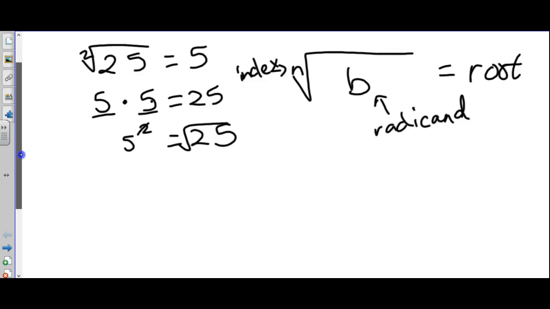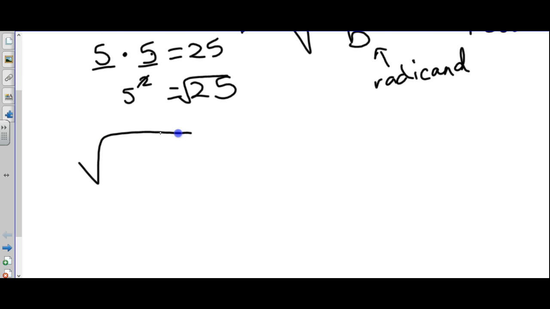Now we can change what's in the index. I could put a 3 here instead of a 2, or just leave it blank. Leaving it blank is the same as putting a 2 there. So if I said cube root of 64, I want to know what number multiplied by itself 3 times equals 64.